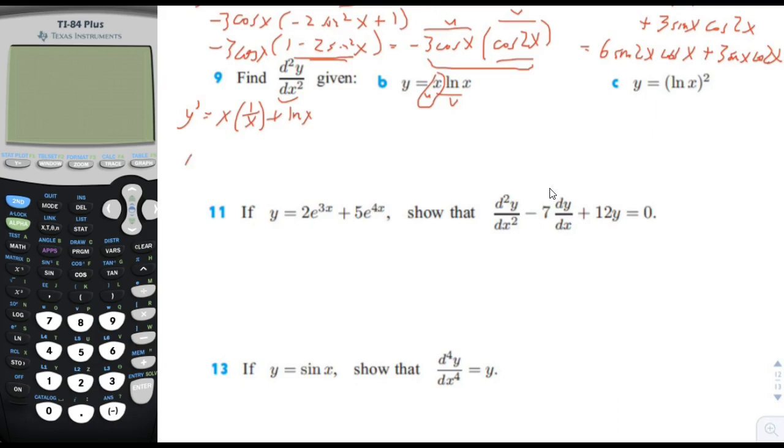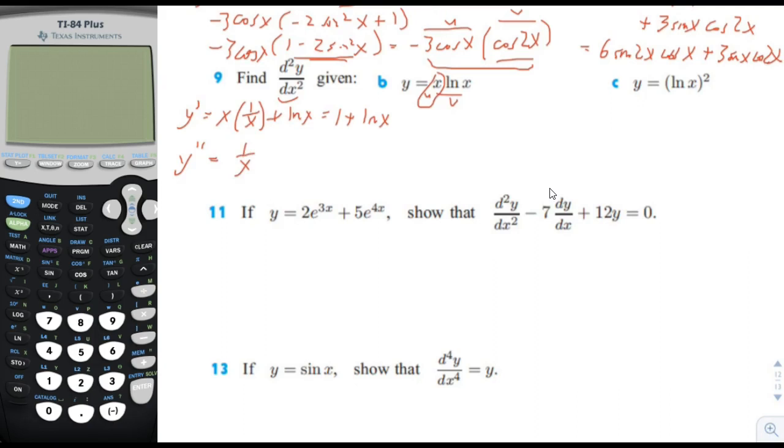Now we find the second derivative. So we take the derivative one more time. By the way, if you multiply that out, it's 1 plus log of x, right? So if you take the second derivative of that, the derivative of 1 is 0, and the derivative of log x is 1 over x, and you basically end up with 1 over x.